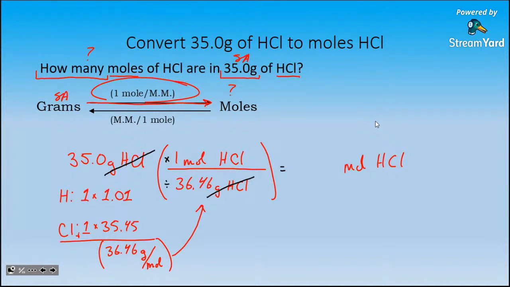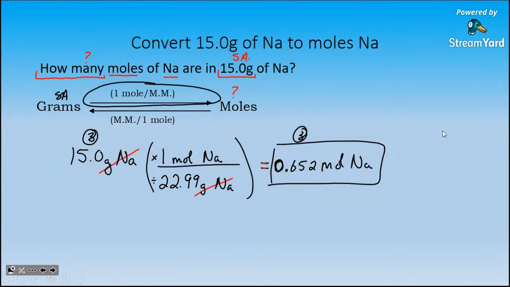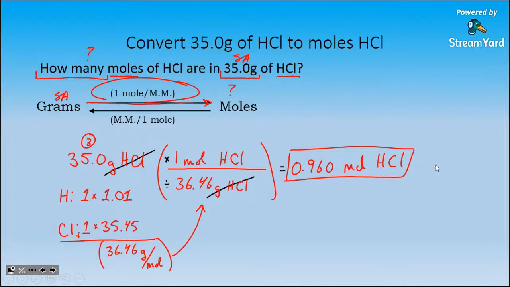So 35.0 divided by 36.46, and I get a final answer of 0.9599. So the 9 ends up rounding, and I get 0.960 moles of HCl. And again, 3 significant digits because my starting amount had 3 significant digits. So this is how we do this when we're dealing with a compound, grams to moles. It's the exact same as the logic when we are going grams to moles with just an element. So no real change other than having to calculate that molar mass of the compound rather than just looking up a mass from the periodic table.